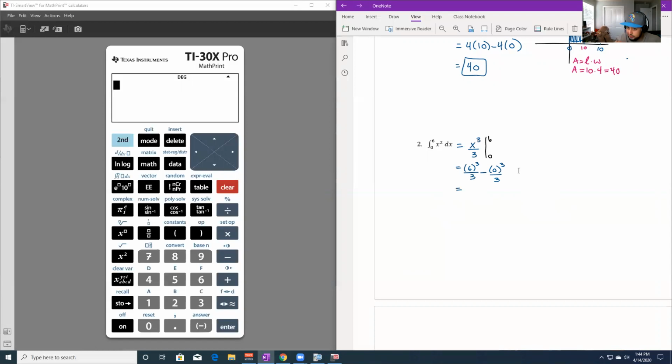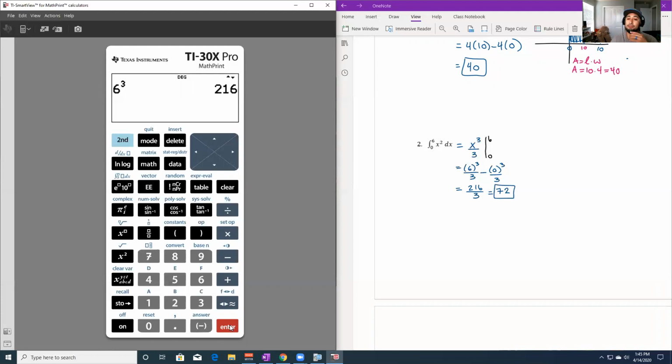And 6 cubed is what? 216. Let me see. 6 cubed, you get 216 over 3. Now watch this fun trick. How many times does 3 go into 21? 7 times. How many times does 3 go into 6? Twice.